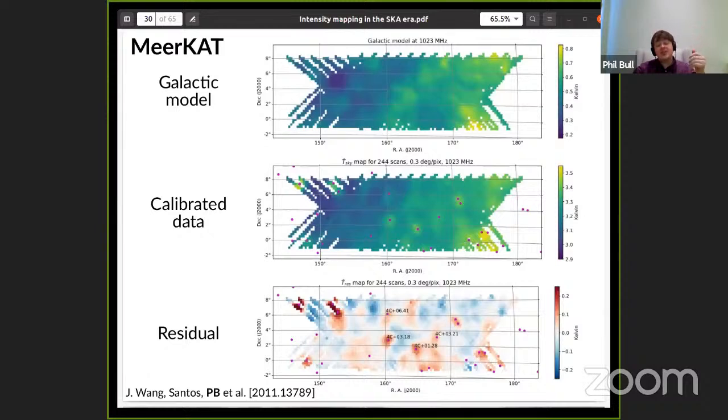And if you look at the middle panel and compare with the top panel, you can hopefully see that we do a good job of reproducing a lot of the large scale structure as well. It's not perfect, but this is not a bad calibration at all for an initial attempt. We need to improve it, but this is good progress, I think.